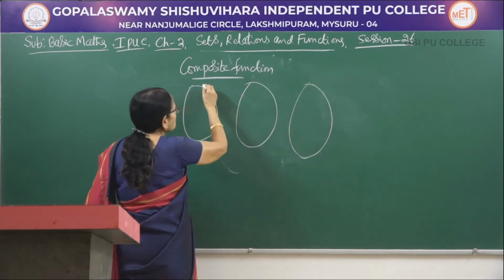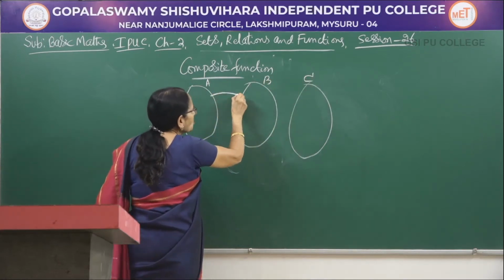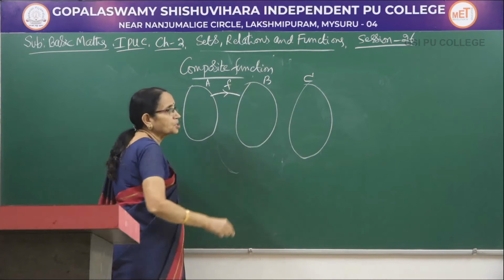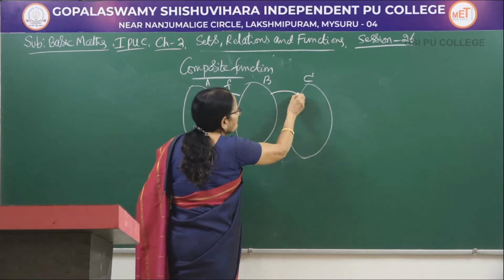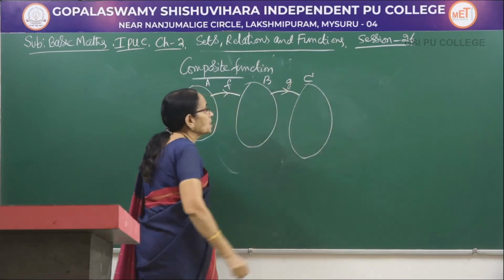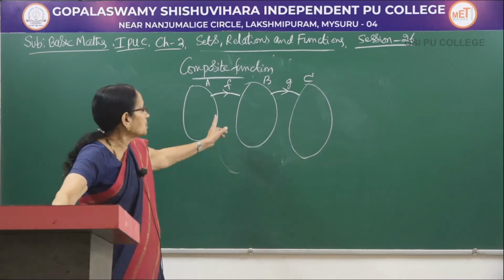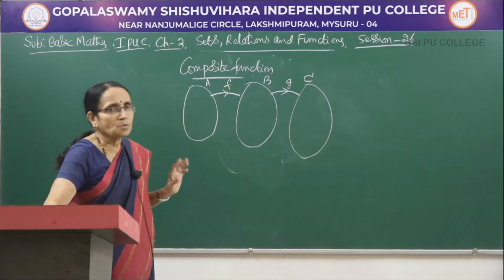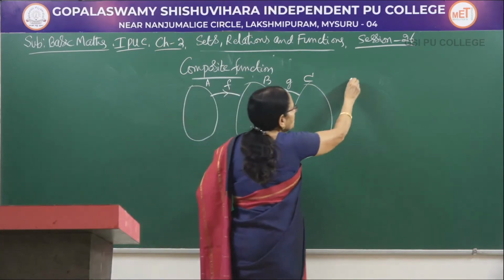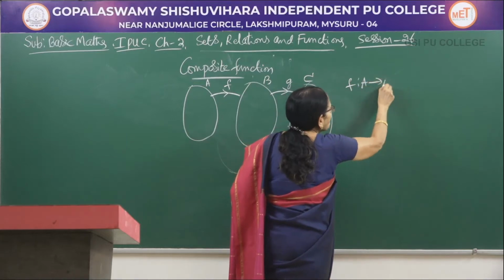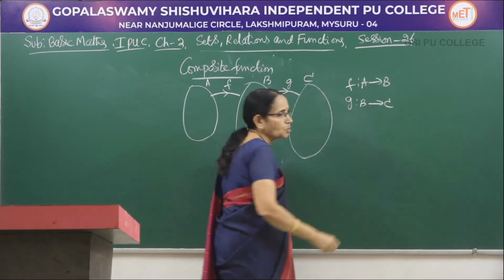I consider three sets: set A, set B, set C. Let us assume from A to B a function f is defined, and from B to C let me take g to be the function defined from B to C. So f is a function from A to B and g is a function from B to C.